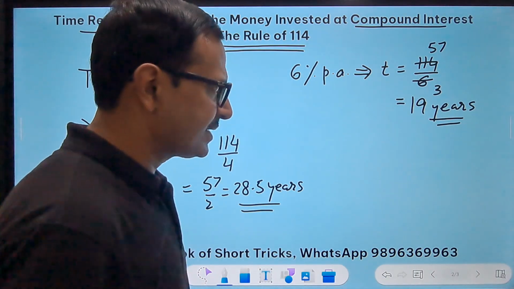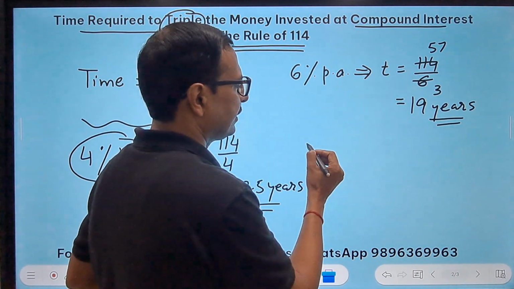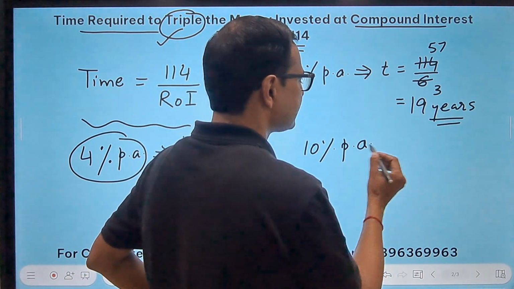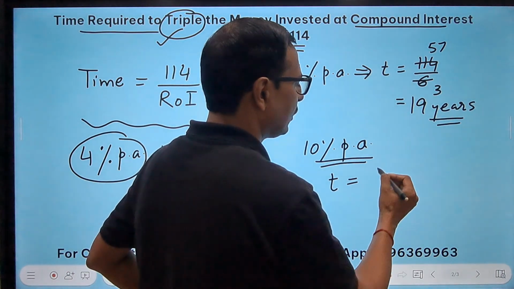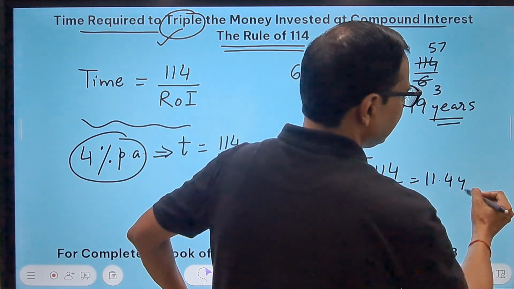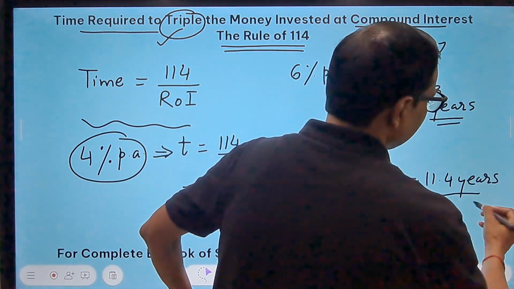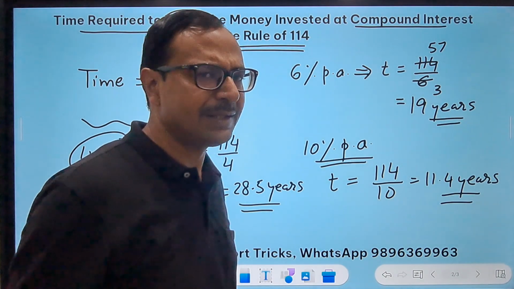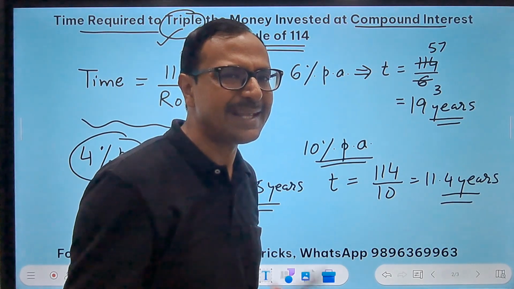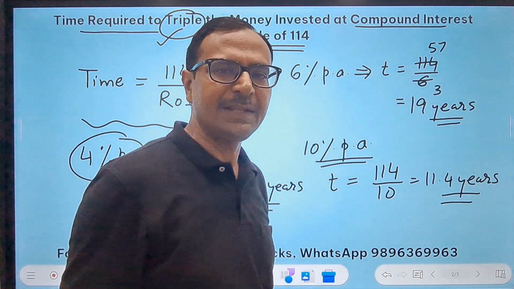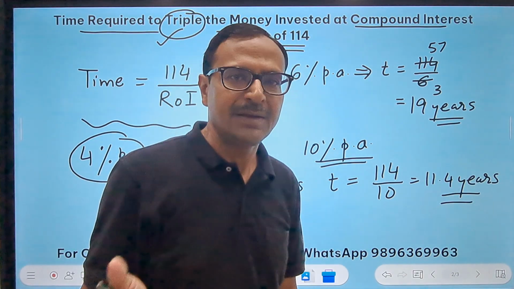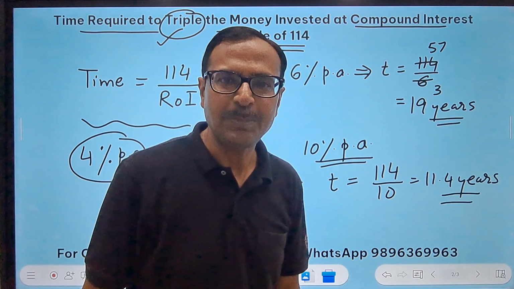Likewise, we can have more examples where, say, you take 10% per annum. When the money has to triple itself at 10% per annum, the time required will be 114 upon 10, that is 11.4 years. So friends, how much time will you take to find the time required? It is just about dividing 114 by the ROI. 10 seconds is more than enough, especially when it is a multiple choice question. You can crack that in 5 to 7 seconds without using pen and paper.